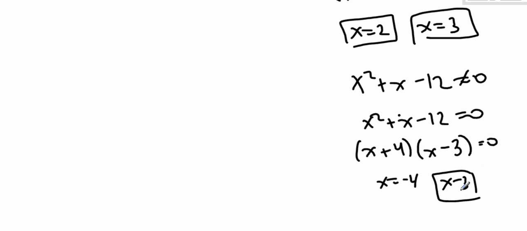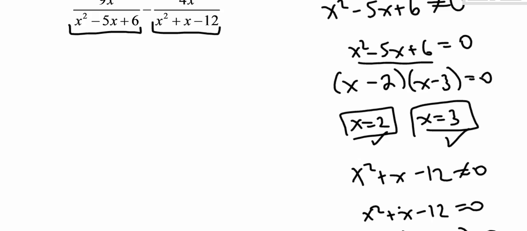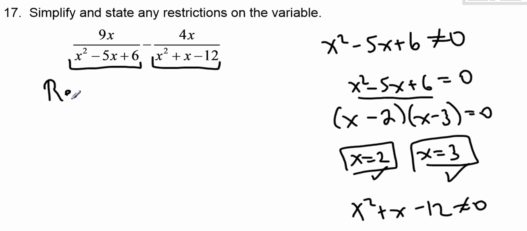So altogether, when I look at my restrictions, I have x equals 2, x equals 3, and x equals -4. I don't have to mention that one twice. So I'll just write my restrictions here: x cannot equal -4, 2, or 3. It's customary when you're listing numbers to write the smallest number first, that's all. So now let's go ahead and actually do this math.